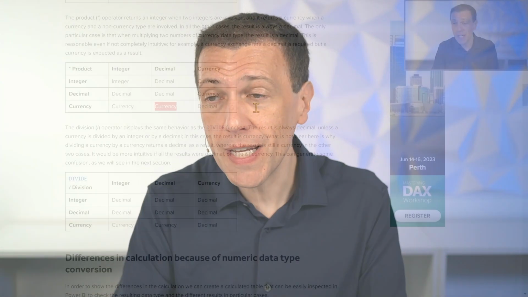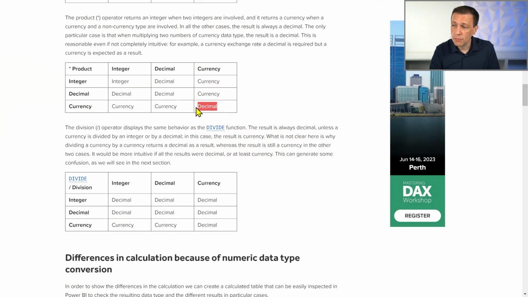Depending on the result you want to obtain, you might decide to do the conversion to a floating point just to see the overflow. But in case you don't want to get the overflow and you want to get the result, you can just try to multiply two currencies together.